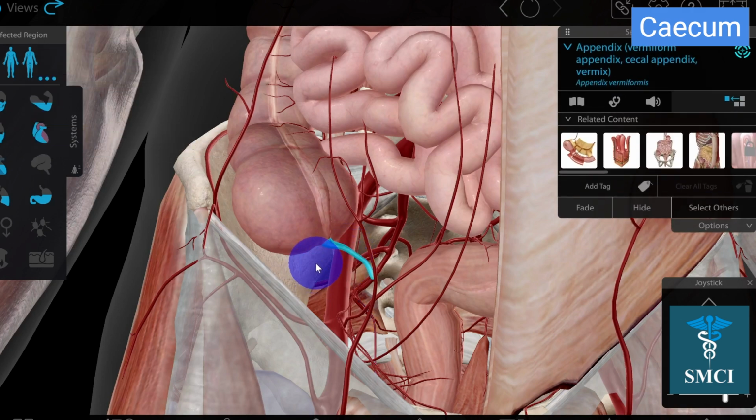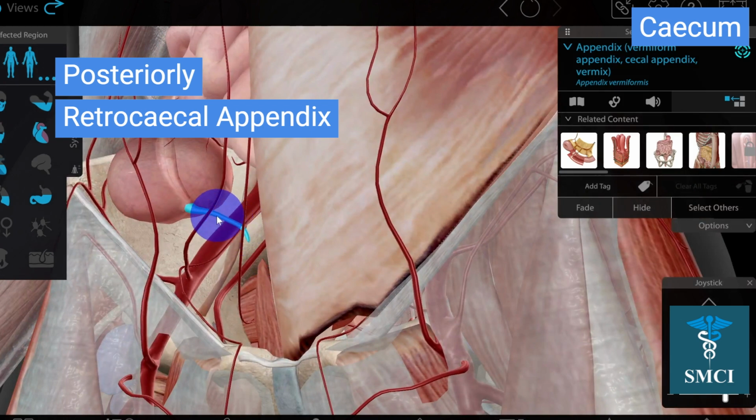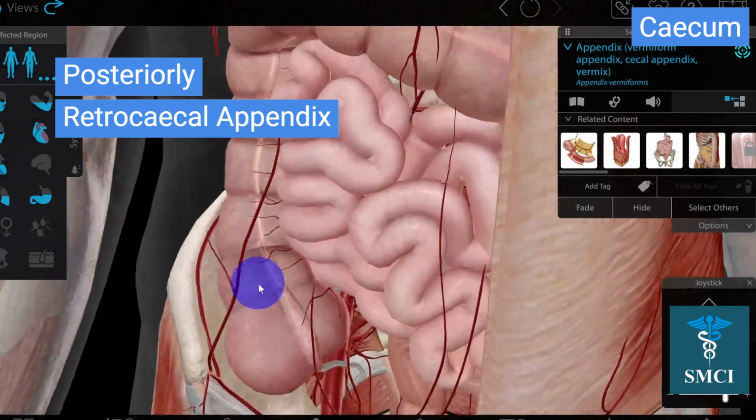And the appendix, if it has a retrocecal position, means the tip and part of it goes behind the cecum. The retrocecal appendix is the most common and is situated posteriorly.